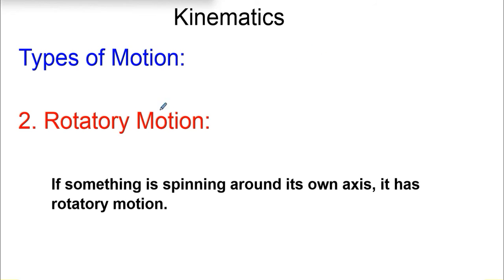Now come to the second type of motion. You already know the first type of motion, that was translatory motion. Second type of motion is rotatory motion. And what is rotatory motion? If something is spinning around its own axis, it has rotatory motion.